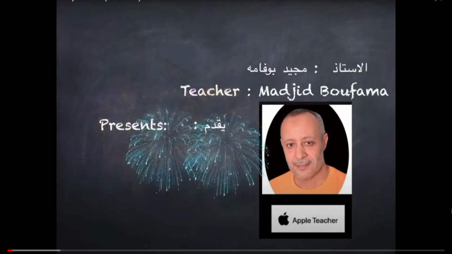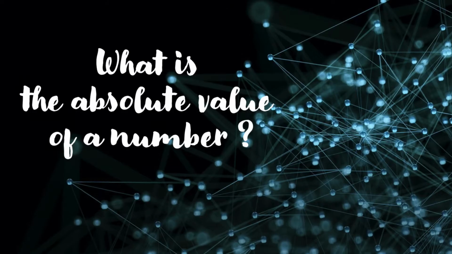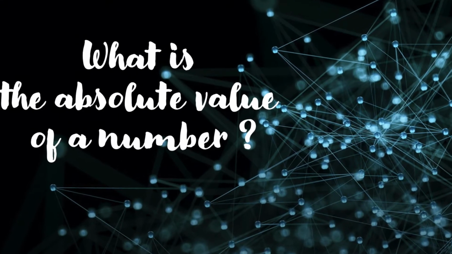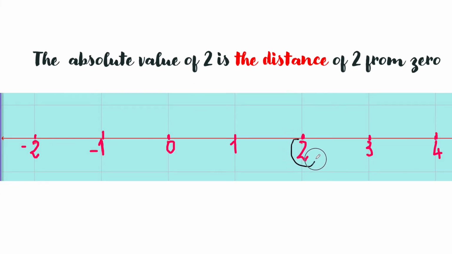Hello and welcome. In this video we look at the absolute value and mainly equations. So what is the absolute value of a number? We take an example. The absolute value of 2 is exactly the distance of 2 from 0. So on the number line we have 2, this is the position of 2, and we have 0, the origin. The distance between them is 2. And that's exactly the absolute value of 2.